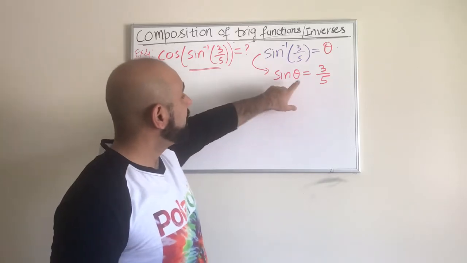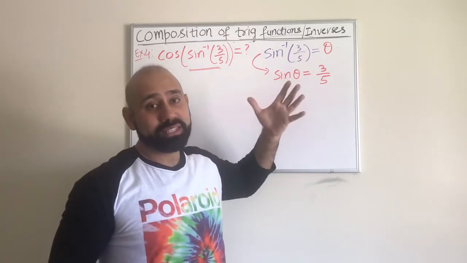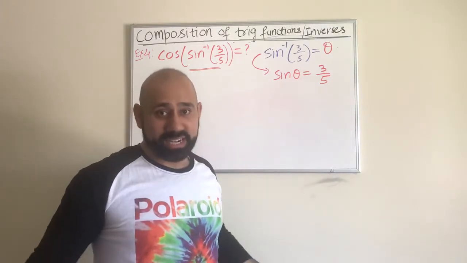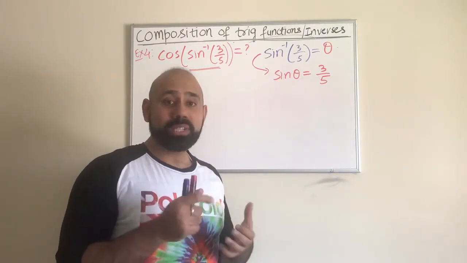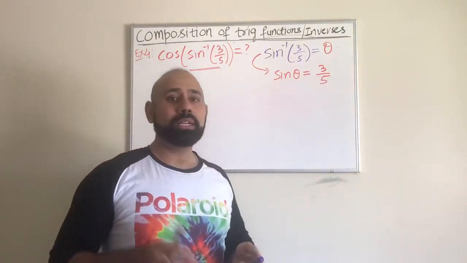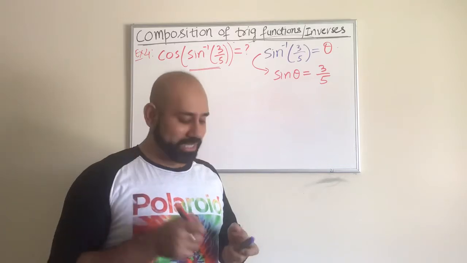And guys, if this ratio or this number on the right hand side was on the unit circle, then we would just look in the unit circle and identify that angle theta for which the sine of that angle is that ratio. But since 3/5 is not on the unit circle, that does not mean we cannot do it. Guys, we can still do it.